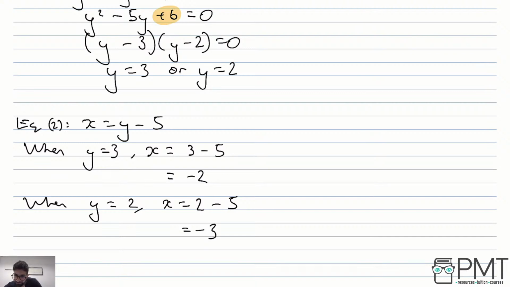It looks like we have the answers. So the key here is remembering they come in pairs. So your answer is y equals 3 and x equals minus 2. That's one pair that will satisfy both of your equations. And the other pair is y equals 2, x equals minus 3.